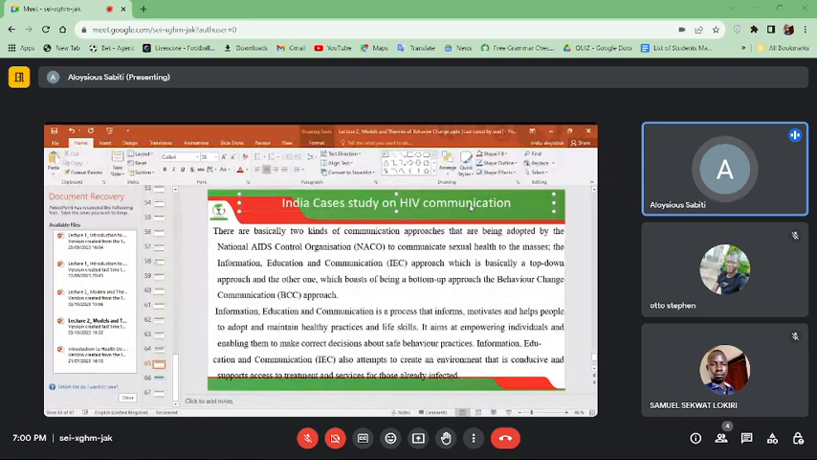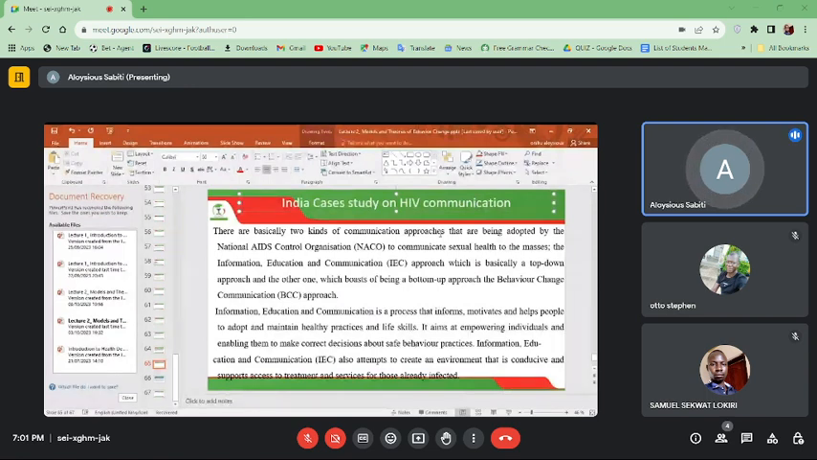Information, education and communication is a process that informs, motivates, and helps people to adopt and maintain healthy practices and life skills. It aims at empowering individuals and enabling them to make correct decisions about safe behavior practices. Information, education, and communication also attempts to create an environment that is conducive and supports access to treatment services for those already infected.